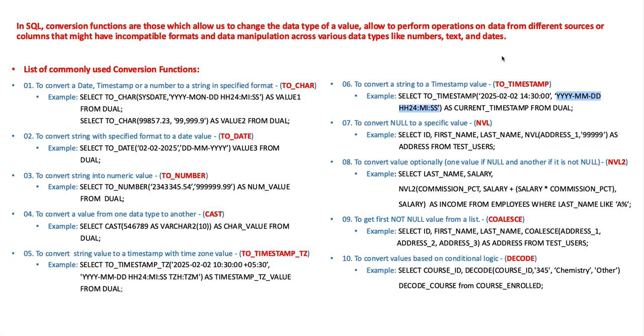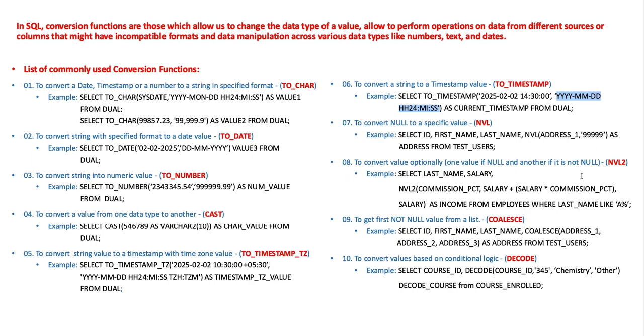Next function is the NVL function. To convert null to a specific value, we use the NVL function. I am taking here the test_users table, which has some values in the address 1 column that are null. If there is a null value, then it will be replaced by 99999.